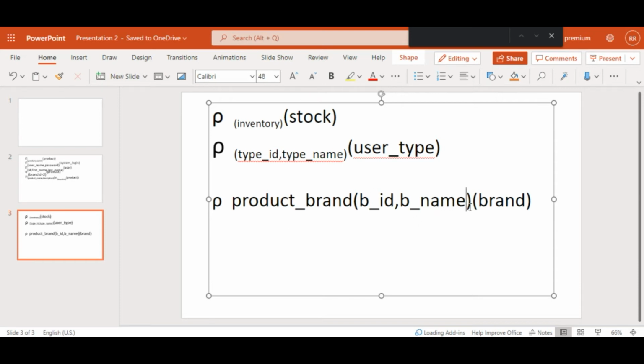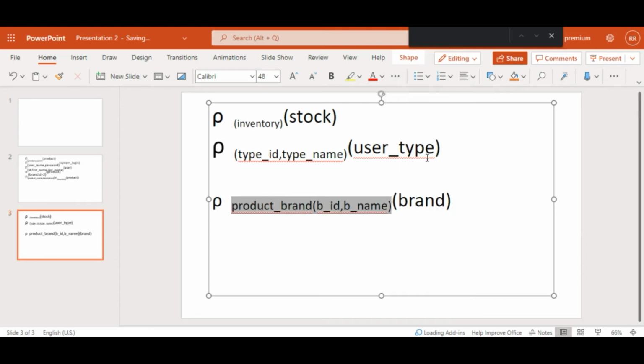And also you can change the attributes like this. So yeah, we change the brand table's name to product brand. Also we change the brand ID name, brand ID to BID. Also we change the column brand name, B name to brand name. So that's how it goes.